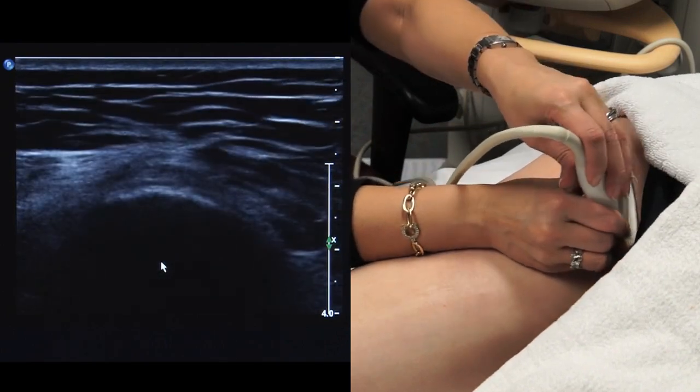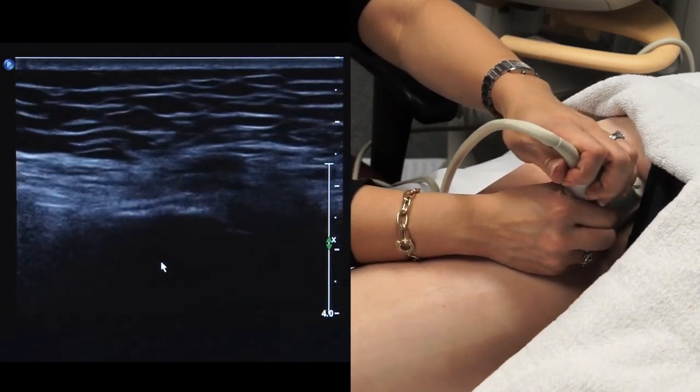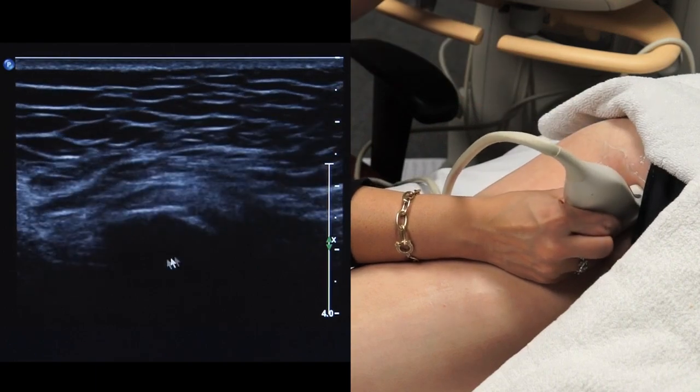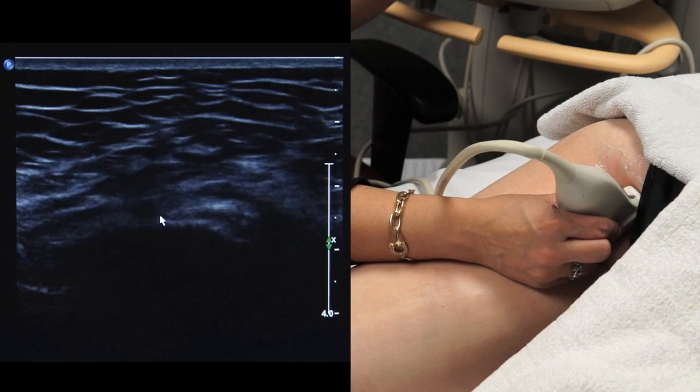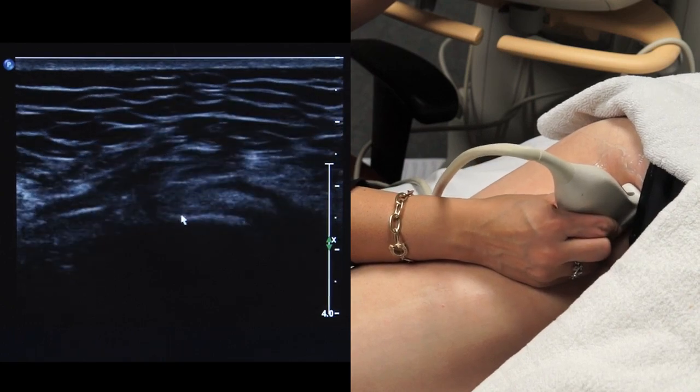And you also want to image in long axis. To look at the tendon, look for any thickening or any calcification or any irregularity to the surface at the insertion.